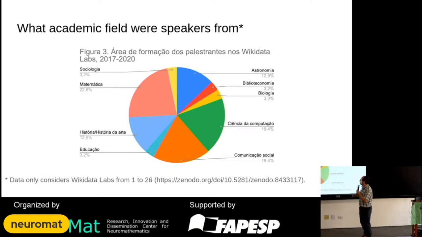But I think this provides also a sense of the diversity of fields and how interdisciplinarity actually plays out when you are doing innovation at some edge. So I wouldn't say a Wikidata Lab is innovative necessarily in terms of research, but it's definitely innovative in terms of practices.